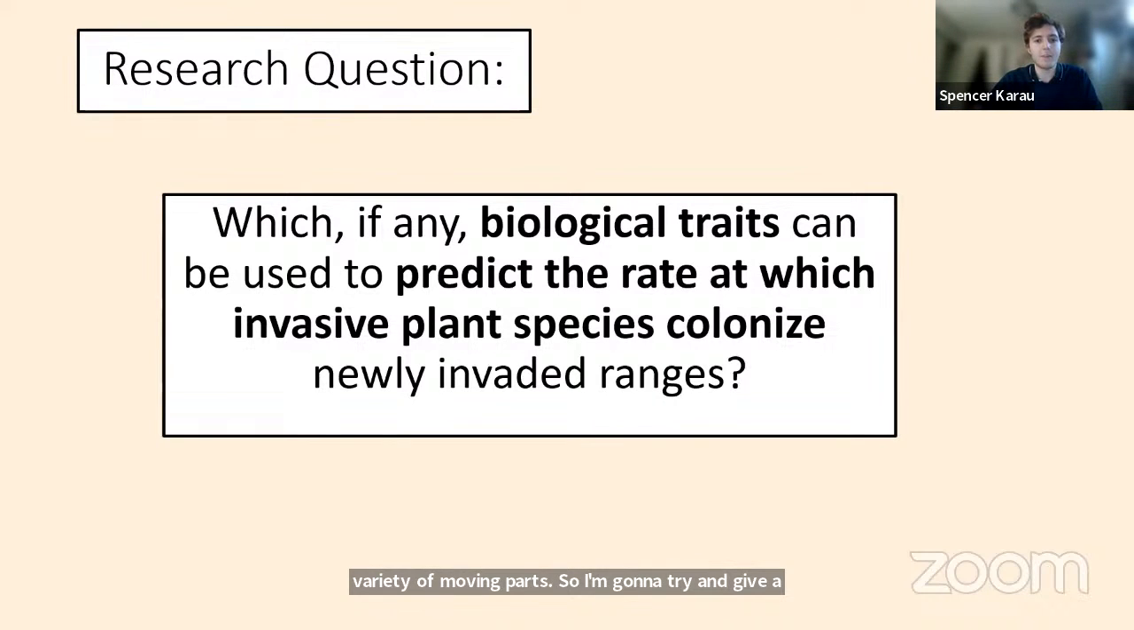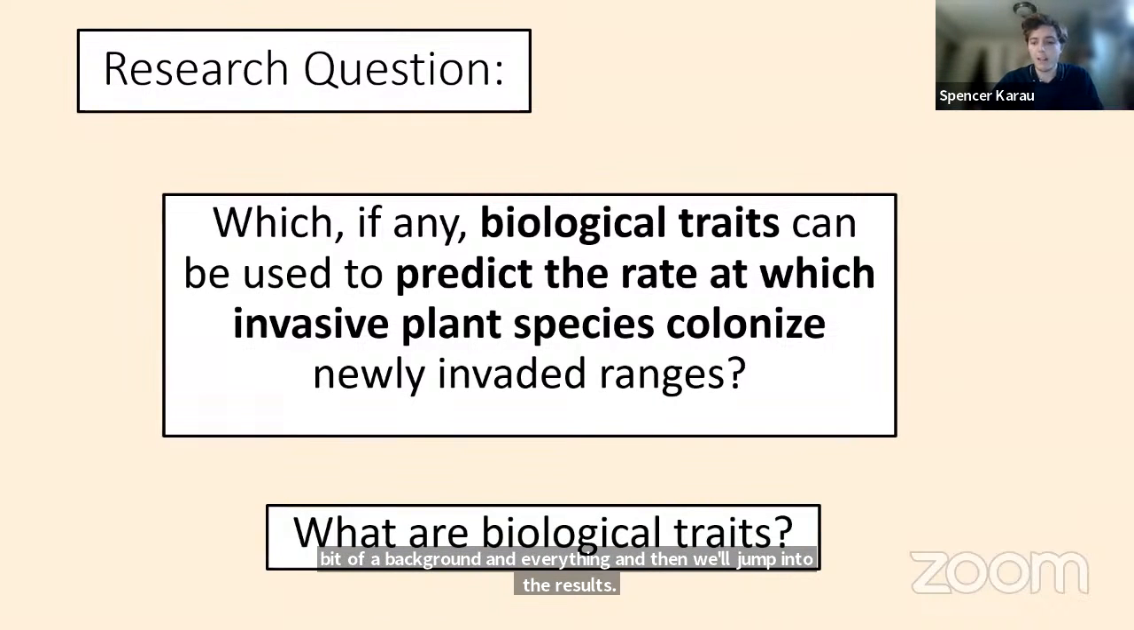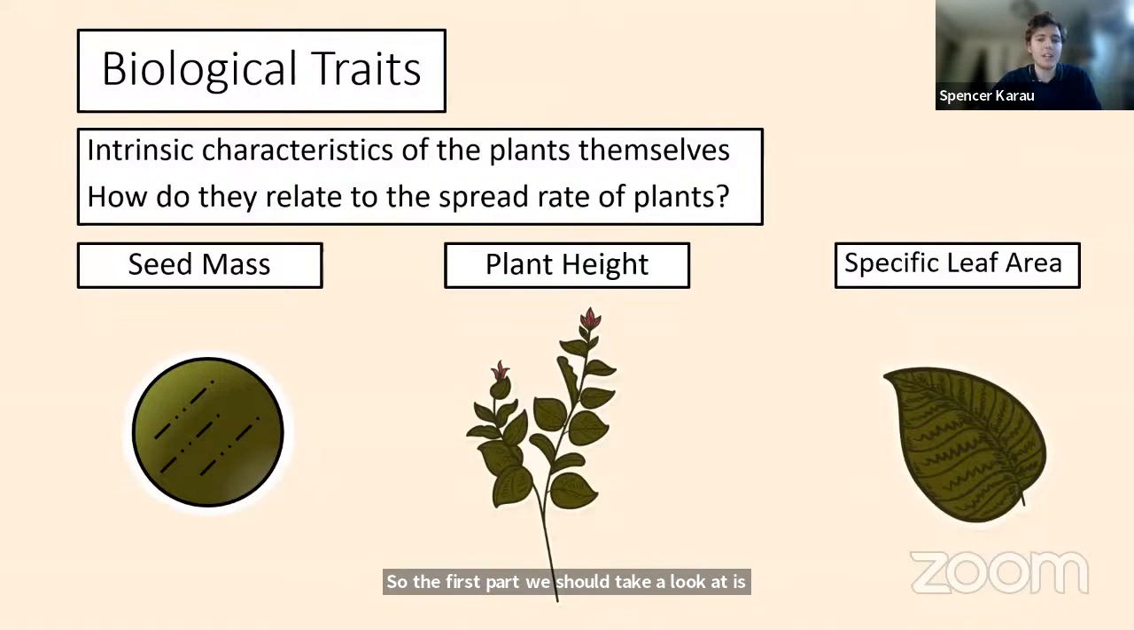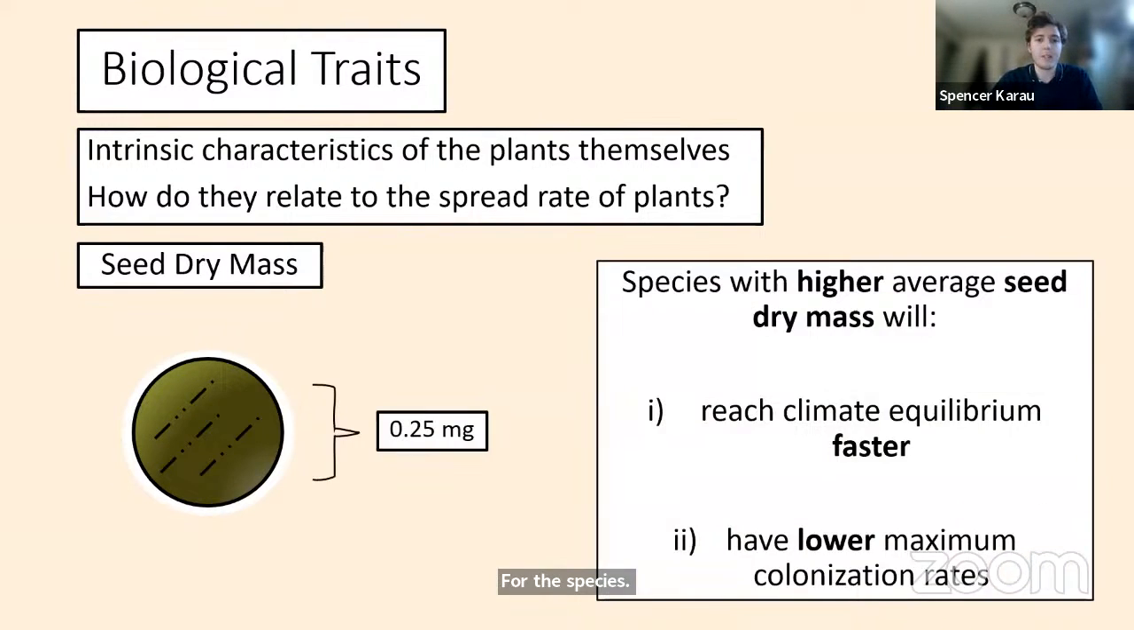So the first part we should take a look at is, what are biological traits? When we talk about biological traits, we're talking about the intrinsic characteristics of the plants themselves. These are basically the features of the plant that make the plant the way it is, or the species. And we want to know how these traits relate to spread rate. So for our study, we looked at 3 traits.